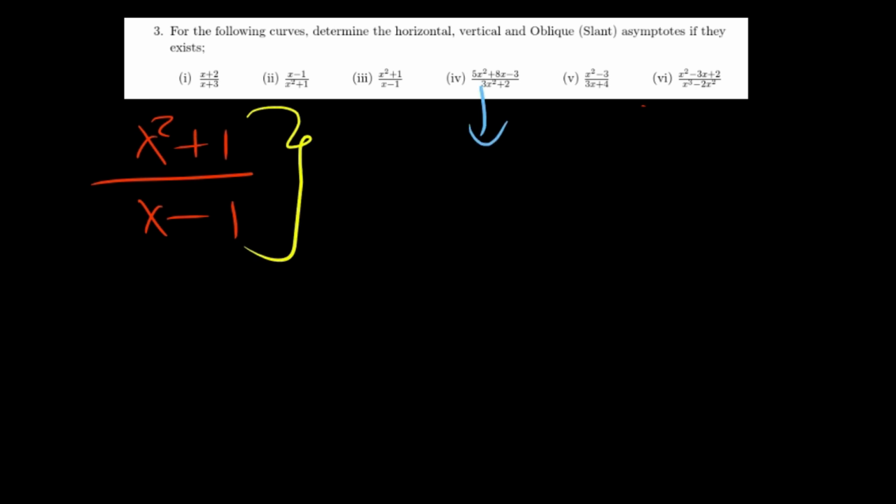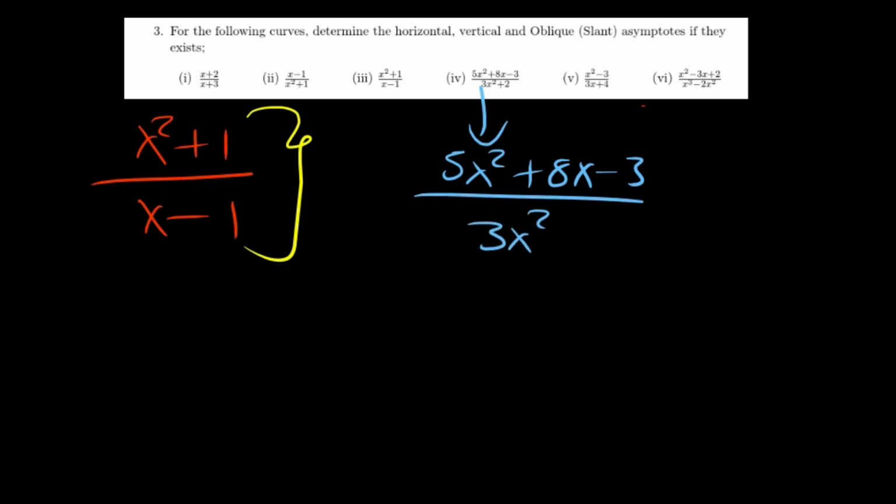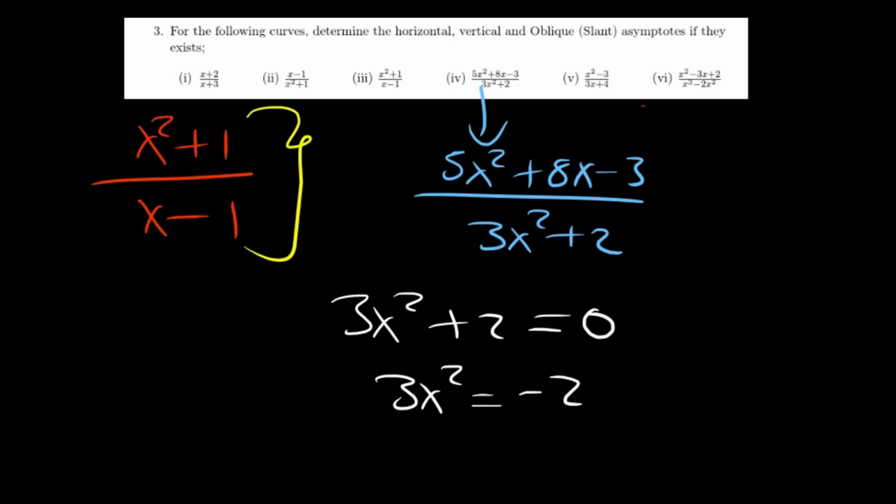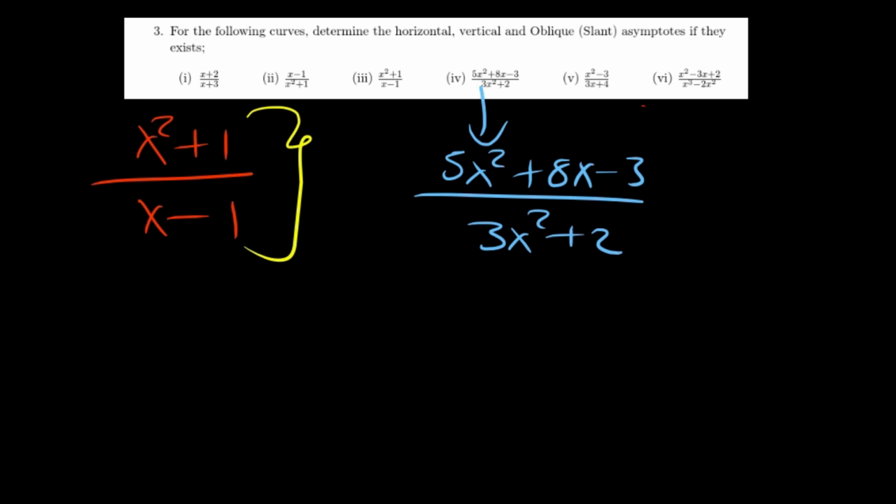For the fourth one, you can see that the powers are the same. We have 5x squared plus 8x minus 3 over 3x squared plus 2. So there, what do we do? The vertical asymptote. How do you handle vertical asymptote? The denominator equated to 0. So 3x squared plus 2 is equal to 0. You find that you have 3x squared being equal to negative 2, and then of course you can't, in this case as well, find the square root of a negative number, so we don't have a vertical asymptote in this case either. How do you find the horizontal asymptote?